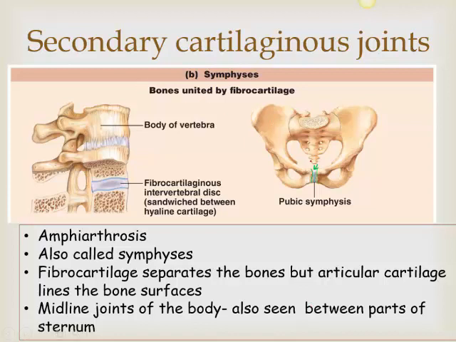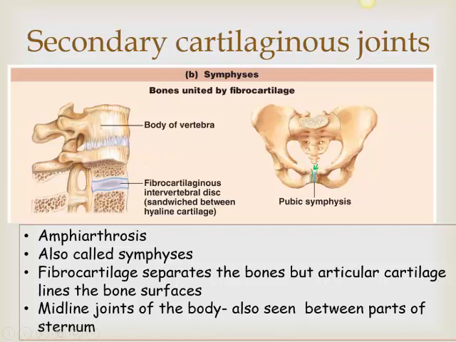Slight movement is allowed at these joints. You know, in the vertebra, for example, you can bend forwards and bend backwards. You can bend to the side. Similarly, in the thorax, there is movement allowed between the manubrium and the body of the sternum, especially when you're breathing. During inspiration, the sternum moves forward to increase the volume of the thoracic cage, and then it comes back to its normal position.